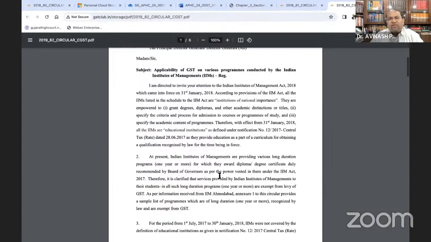I'm directed to invite your attention to the Indian Institute of Management Act 2018, which came into force on 31st January 2018. According to the provisions of the IIM Act, all the IIMs listed in the schedule to the IIM Act are institutions of national importance. They are empowered to grant degrees, diplomas, and other academic distinctions or titles, specify the criteria and process for admission to courses or programs of study, and specify the academic contents of programs.